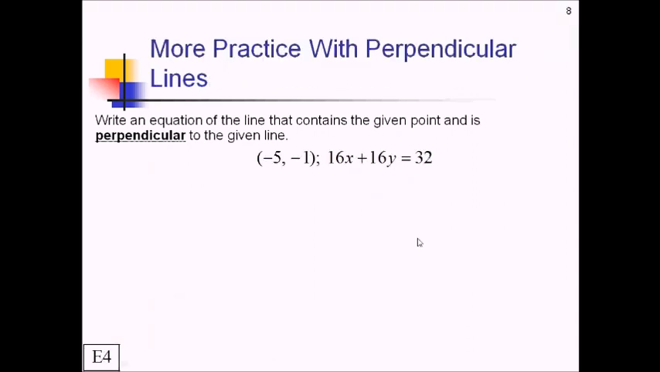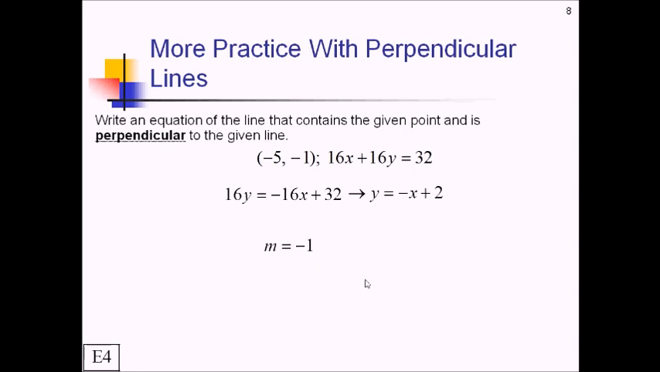If you're feeling up for the challenge, feel free to pause the video and try this next one on your own. Same kind of problem, but now we've got standard form. All right, so we're back. We need to put this in slope-intercept form before we can get that original slope. So subtract the 16x, divide by 16. We end up conveniently with y equals -x plus 2. So that means our original slope is -1.